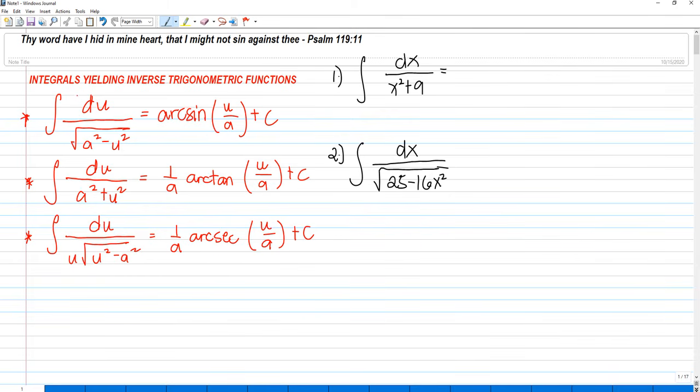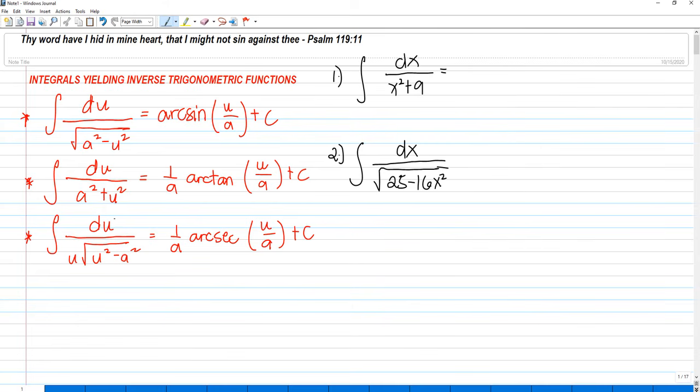The first one, we have the integral of du all over the square root of a squared minus u squared, where a is any constant, that would yield arc sine of u all over a plus c. For the second formula, we have the integral of du all over a squared plus u squared equals 1 over a, the same definition for a, it's a constant, arctan of u all over a plus c.